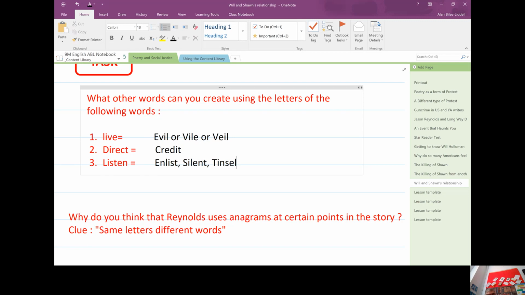So, Sam, what else have you got there then? On listen, it sounded like you had more. For listen, I put inlets, which I'm guessing is the plural of the word inlet. Yeah, inlets. That would work. And then I put one more which I've heard, but I'm not exactly sure if it's elints or lints. Do you want to spell that for me, please? ELINTS.